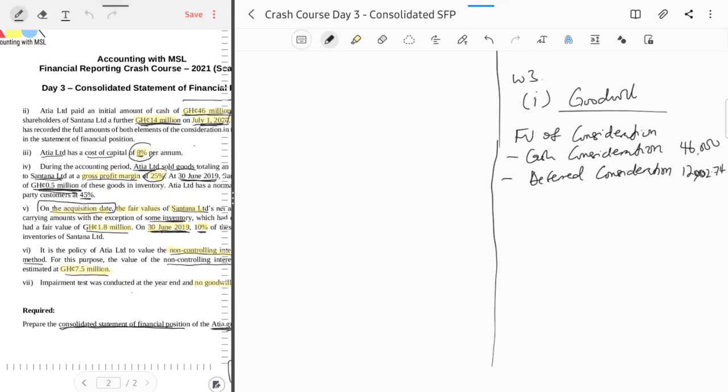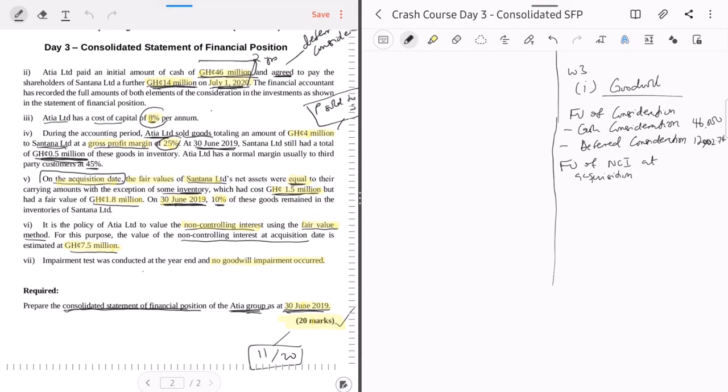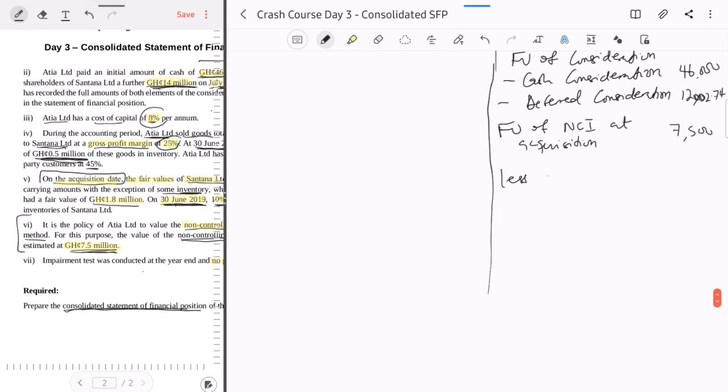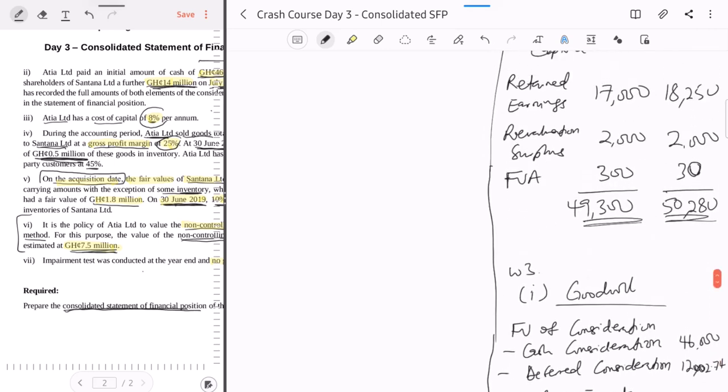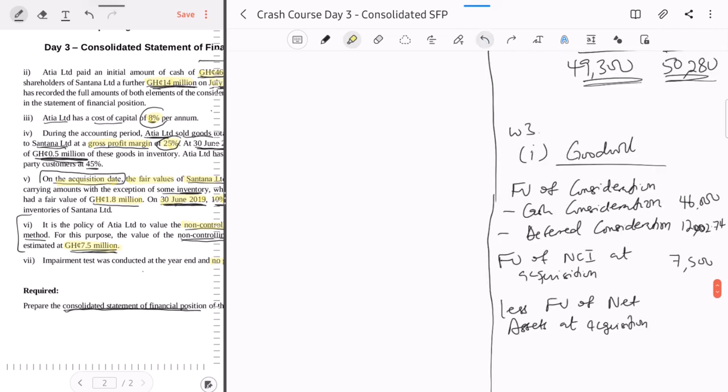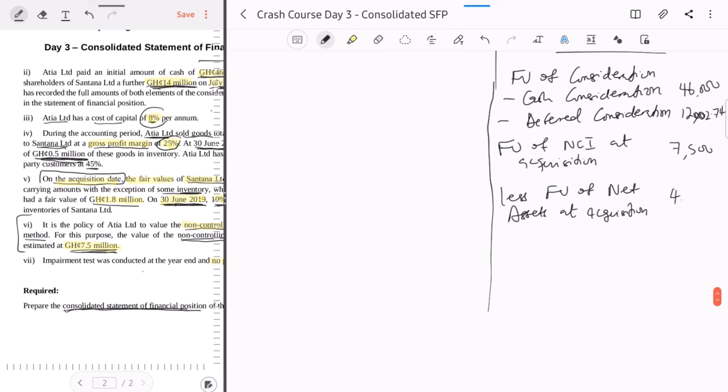Okay, then next thing I add is what? Fair value of NCI at acquisition. And if you watch here, note 6 gave me that figure. They said the fair value of NCI at acquisition is 7.5 million. So I just come here and I drop here 7.5 million. Next thing I need to do is I will less the fair value of net assets at acquisition. So I just go to my net assets I did here and I pick the acquisition figure right here of 49,300. Take note, this figure is used to compute goodwill, right?